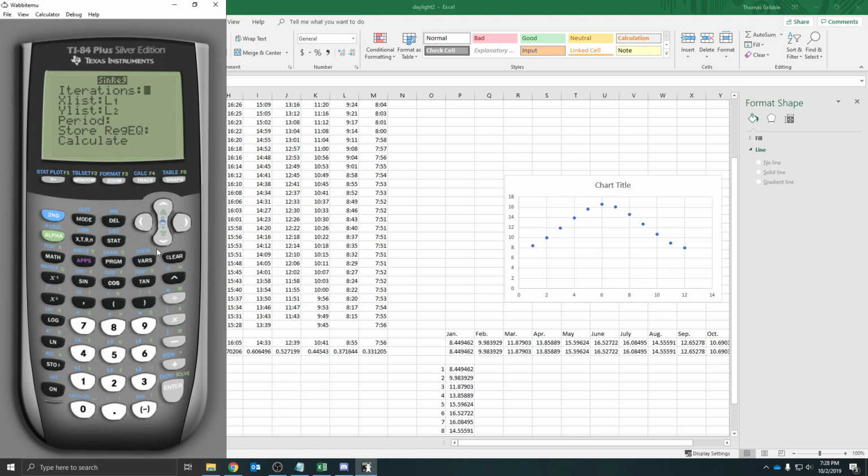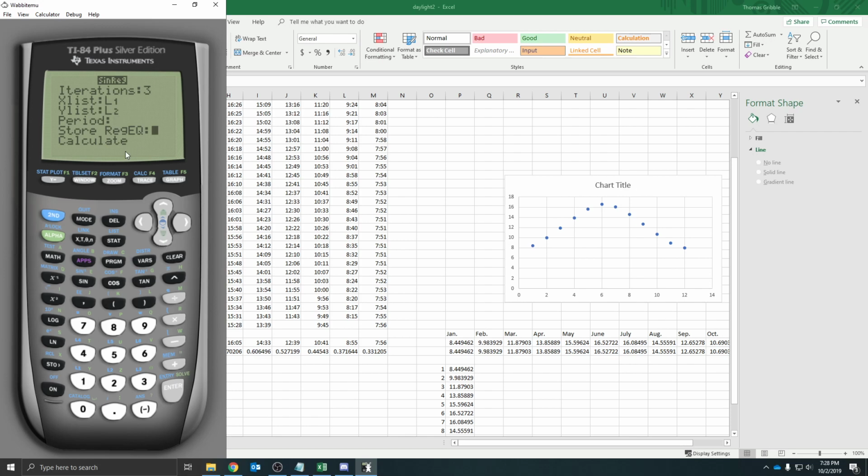L1 and L2, X list, Y list, those are where we have our values for X and Y. And then for the period, we could guess what the period is here. We happen to know what the period is, and because we have inputted 12 months, not 365 data points, for our period we would want to put 12 there. But we don't have to do a guess.